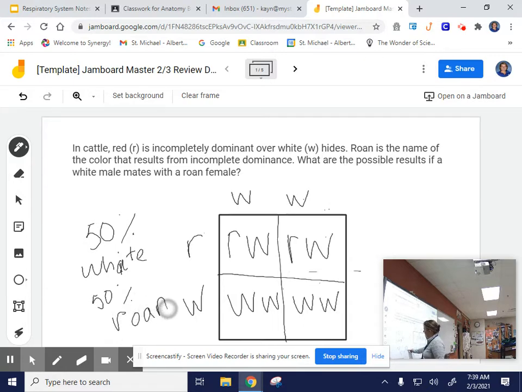So remember, incomplete dominance is when you get a mixture of colors, not spots. So roan is kind of a mixture of the red and white. In cows, it's not truly pink, but it's more kind of like the background here on the wall, that kind of an orangey looking color.